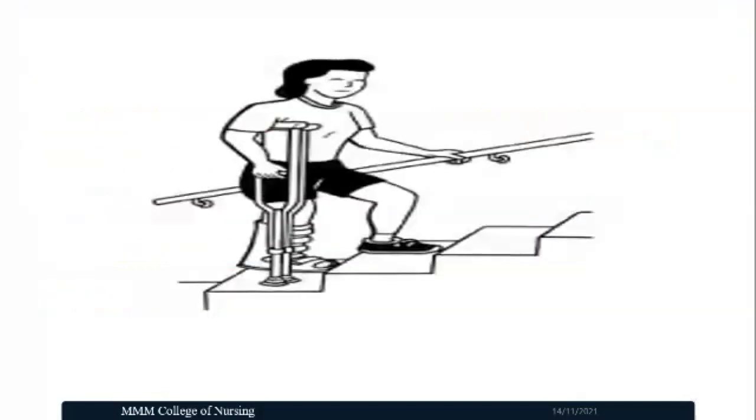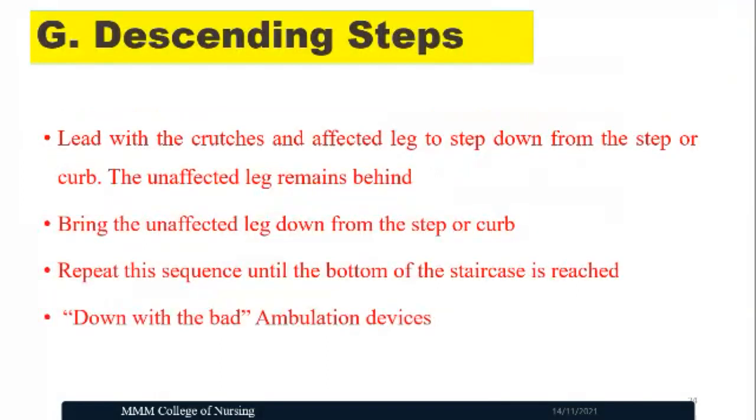Just have a look. Here the person is holding the crutch. The unaffected or good limb is brought upward. Then the crutch and the affected leg are brought up. And now the descending steps. The gait pattern used in descending the steps is just the opposite of ascending the steps. Here, the unaffected leg will remain behind. That is, the person will lead with the crutch and the affected leg to step down from the step or the curb. Once the affected leg is down, then the person will bring the unaffected leg down.